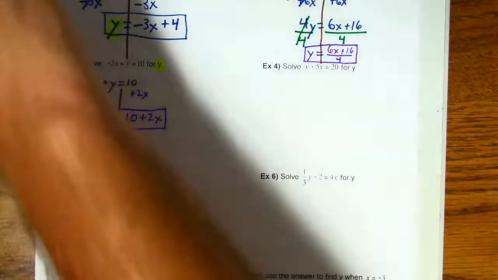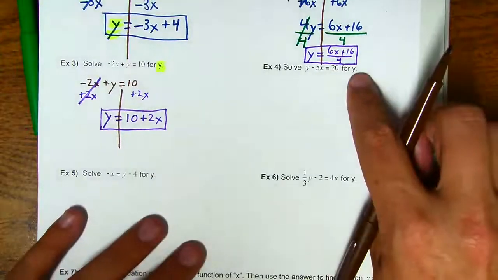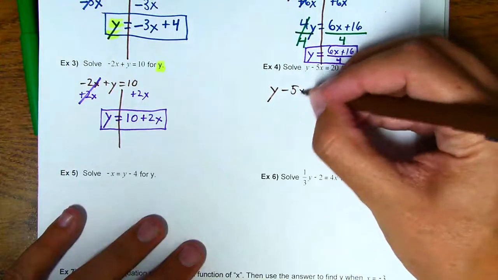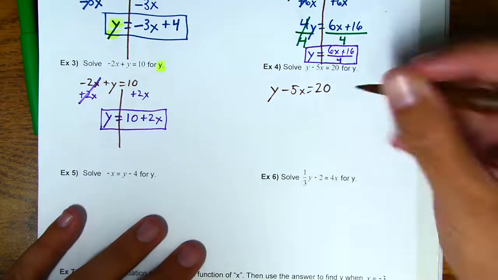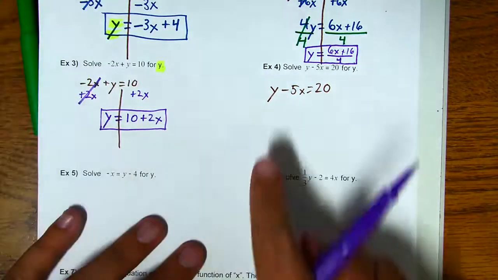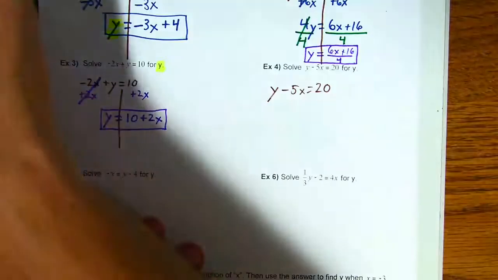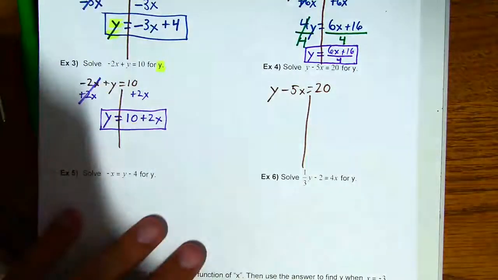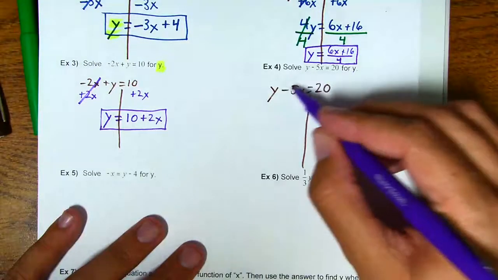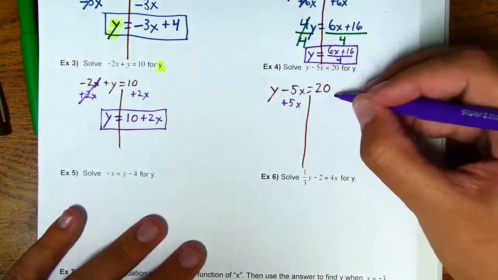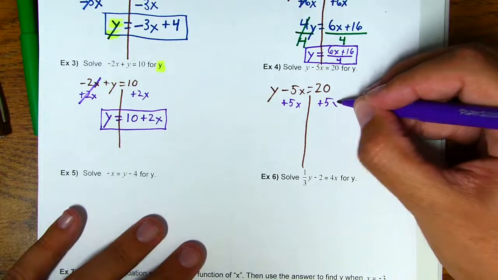All right, again, for number 4, we're solving for y. Okay, y minus 5x equals 20. Is my y alone on this side of the equal sign? No, I have a minus 5x. Well, if I want to move this whole thing to the other side, I'm going to add 5x. I'm going to do that to both sides.